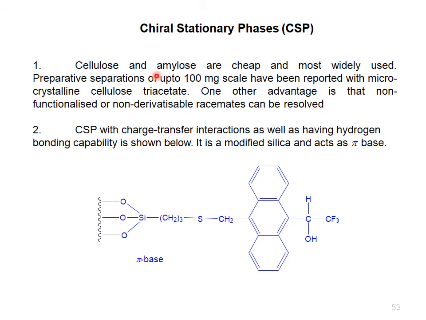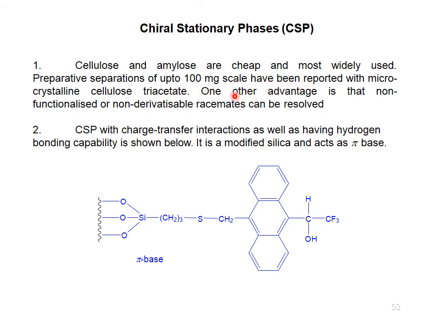Cellulose and amylose are cheap and most widely used. Preparative separation of up to 100 milligram scale has been reported with the microcrystalline cellulose triacetate. Another advantage is that non-functionalized or non-derivatizable racemates can be resolved.